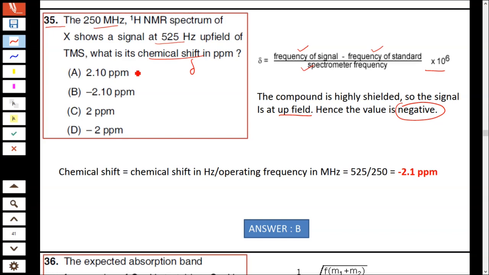Hence option A was ruled out because the value is positive. Option C was ruled out because the value is positive. Now you calculate the chemical shift value: 525 divided by 250, which is equal to minus 2.1 ppm. Hence option B is correct.